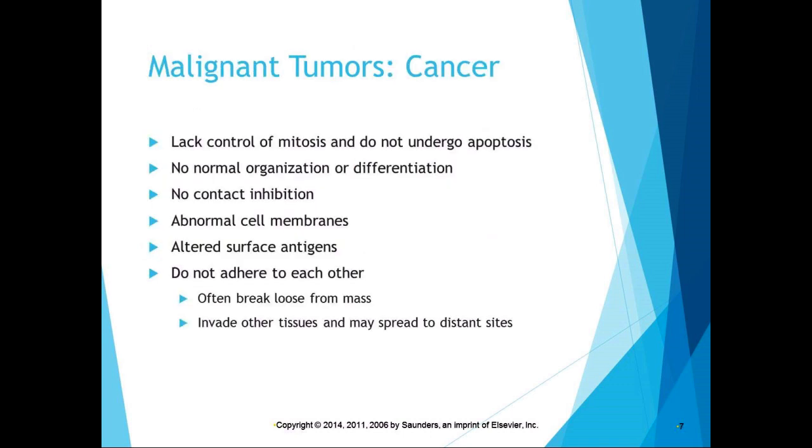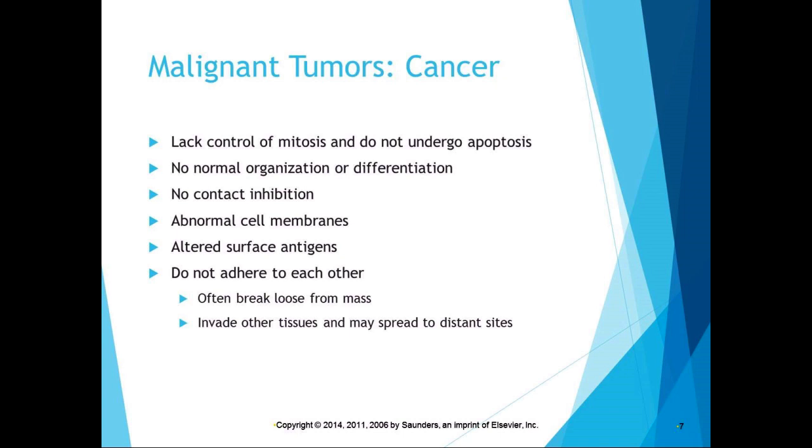Malignant tumors, or cancer, lack control of mitosis and they don't undergo apoptosis. So the mitosis is just out of control. It's dividing, whether it's good or not, it's still doing it. And the cells don't die even though there's something wrong with them. So that's why they have that uncontrolled growth.